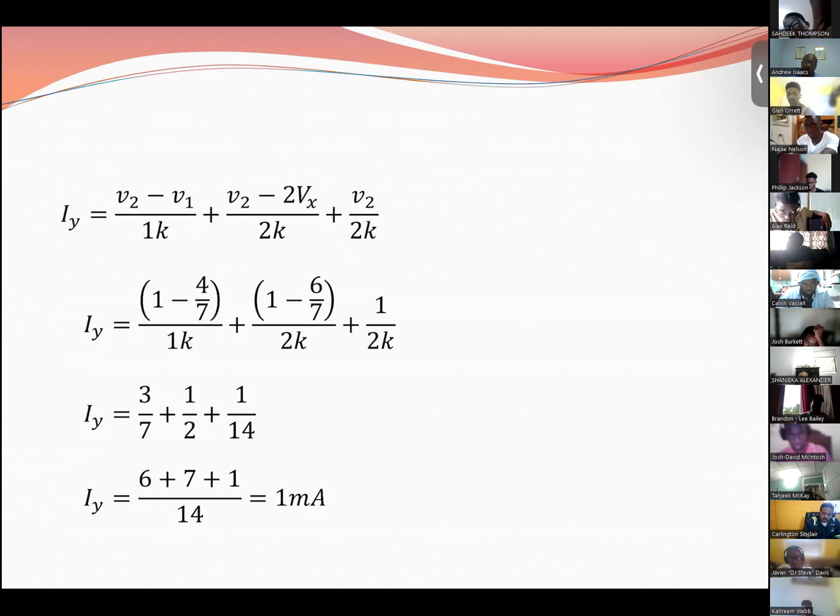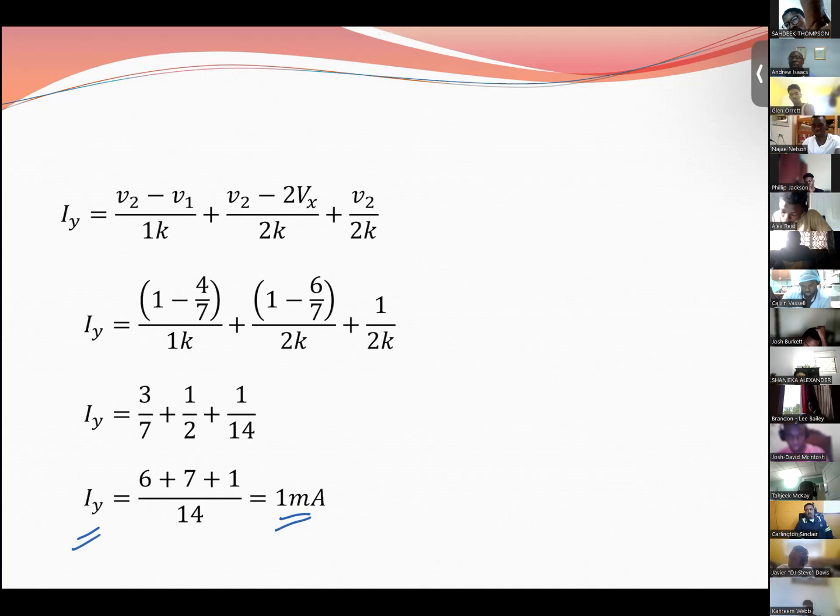IY, based on the circuit that we just looked at, IY would be equal to V2 minus V1 over 1K. That would be I1. V2 minus 2Vx over 2K, that would be I2. And V2 over 2K, that would be I3. So it gives us IY to be equal to 1 milliampere.